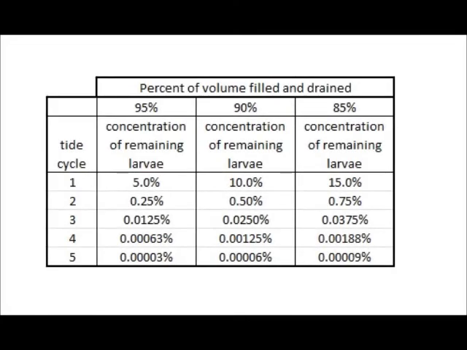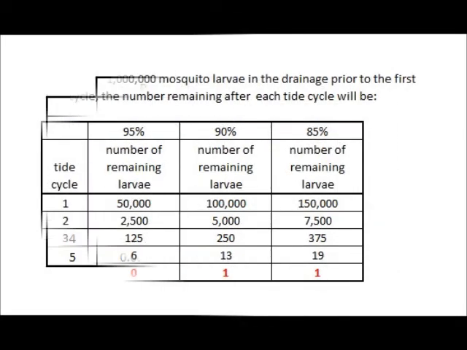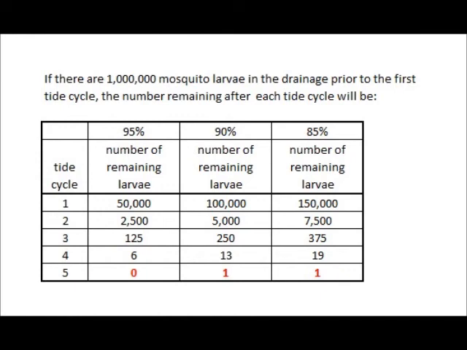If a significant fraction of the storage volume of the drainage is filled and drained with each tide cycle, the dilution effect on the larvae is quite remarkable after only a few tidal exchanges. If there are 1 million recently hatched mosquito larvae in the drainage, after 5 tide cycles, their population will be reduced to 0.